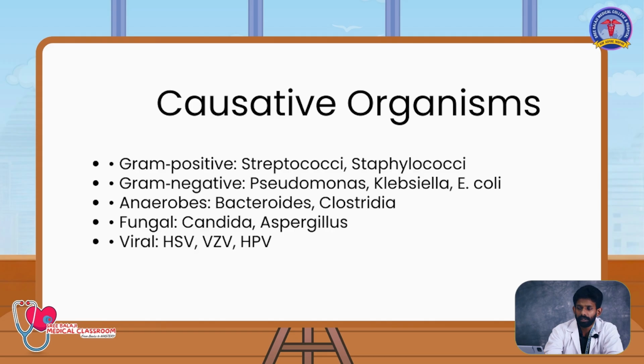The causative organisms in abscesses are again Streptococcus and Staphylococcus among gram-positive organisms. In gram-negative organisms, the causative organisms may be Pseudomonas, Klebsiella, and E. coli. And in anaerobes, it may be due to Bacteroides and Clostridia. In fungal, it may be due to Candida and Aspergillus. And viral, it may be due to HPV.